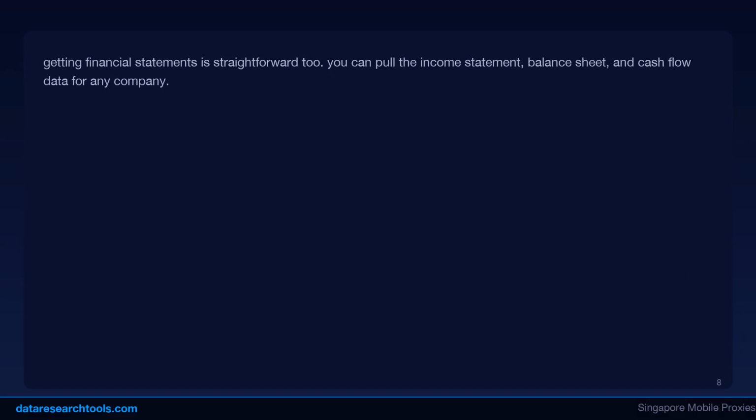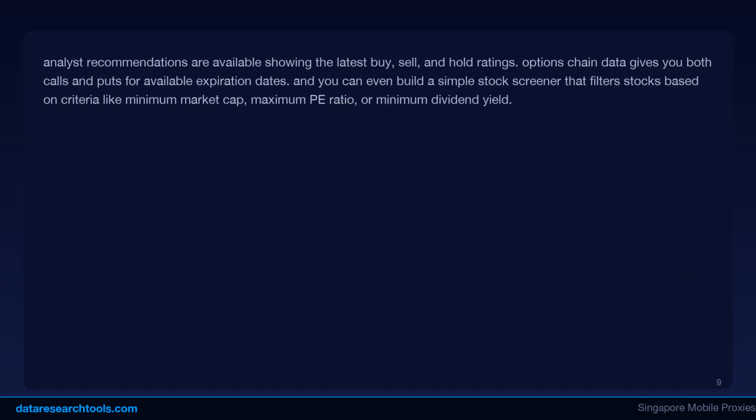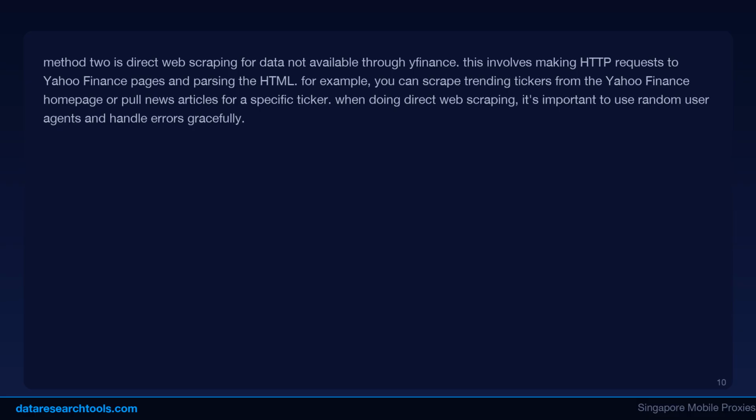Getting financial statements is straightforward too. You can pull the income statement, balance sheet, and cash flow data for any company. Analyst recommendations are available, showing the latest buy, sell, and hold ratings. Options chain data gives you both calls and puts for available expiration dates. And you can even build a simple stock screener that filters stocks based on criteria like minimum market cap, maximum PE ratio, or minimum dividend yield.